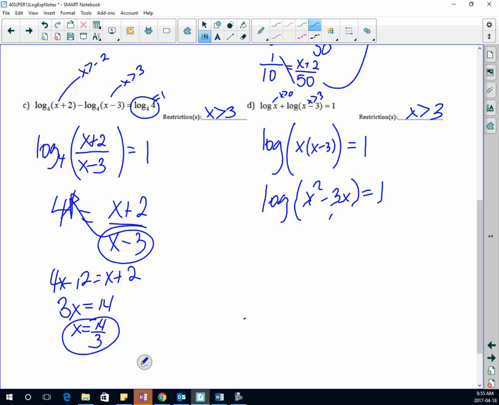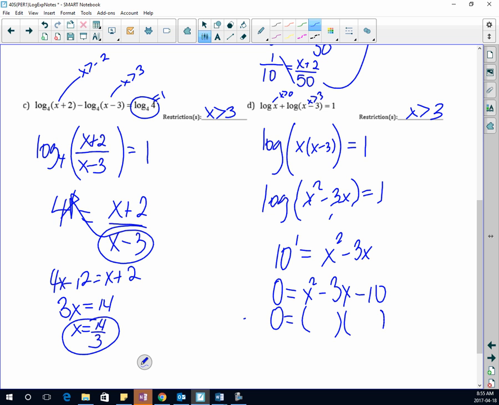Yes? So now I'm going to change it into exponential. 10 to the power 1 equals x squared minus 3x. So 0 equals x squared minus 3x minus 10. Factor, make sure you don't drop the equals 0. You'll lose an error code. X minus 5, x plus 2, which means x equals 5 and negative 2. I saw 5 and 2 from here. So I'm going to reject the negative 2.